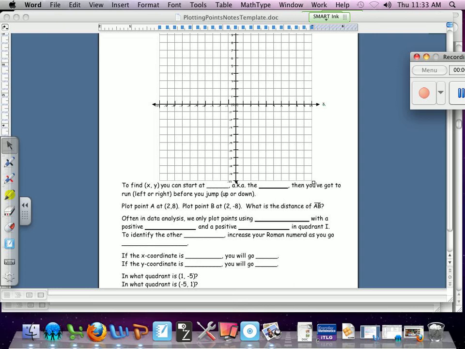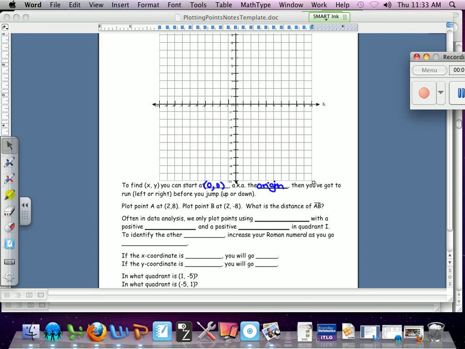So to find your x, y, make sure when you are writing a coordinate pair, you put it in parentheses with a comma between. To find your x, y coordinates, you can start at 0, 0, which is also known as the origin. And then the first coordinate tells you to go left or right. The second coordinate tells you to go up or down. So you run before you jump. That's a little memory trick people use. Or you walk to the elevator before you go up or down.